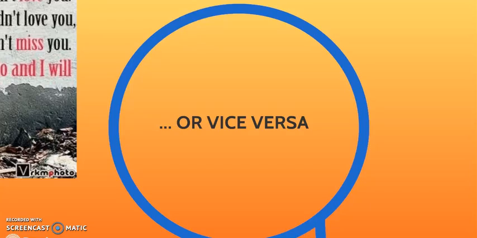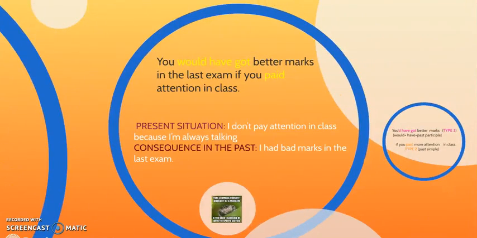Or vice versa. Mixed type conditionals can also mix types in a different way. Take a look at this example. You would have got better marks in the last exam if you paid attention in class. Okay, what's the present situation? The present situation is I don't pay attention in class because I'm always talking. So ideally, if I paid attention in class, the situation would be different now.